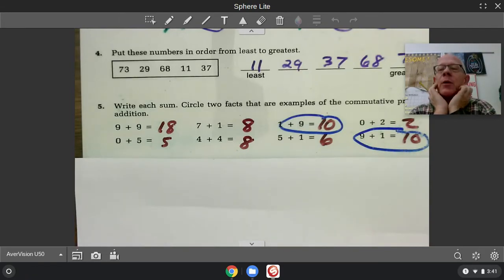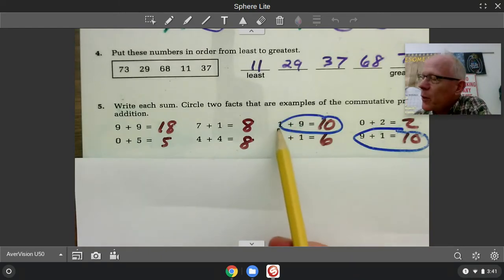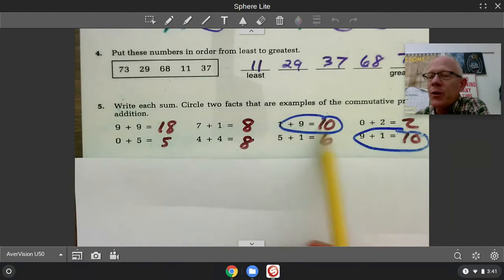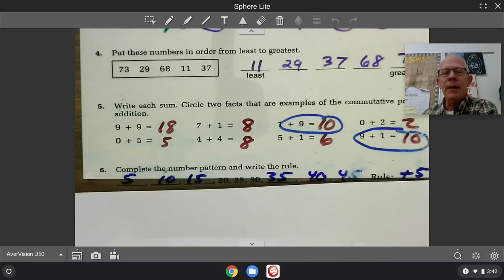And then remember what a commutative number is, or a commutative problem. It's just where you switch around the addends. So it would be this one, 1 plus 9 or 9 plus 1. Either way, when you switch around the addends, you get the same answer, the same sum. And our last one.